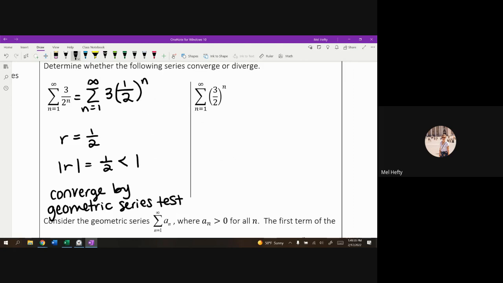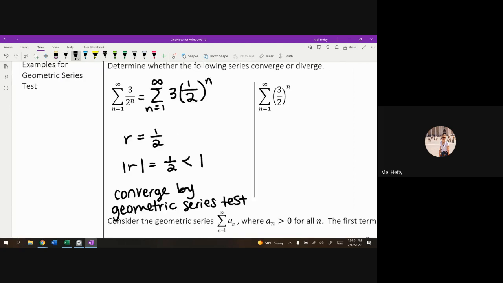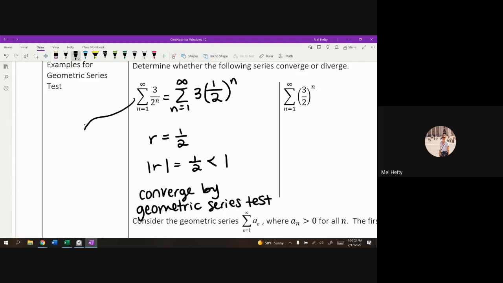What if it didn't just say to determine whether it converges? We're going to do that in a second. Actually, let's do it now. Ashley was asking, what if I asked you to find the sum? Geometric series are one of the few where we're actually going to be able to find the sum. I know I have 1 minus the ratio, which was 1/2, on the bottom. What goes on the top of this fraction?